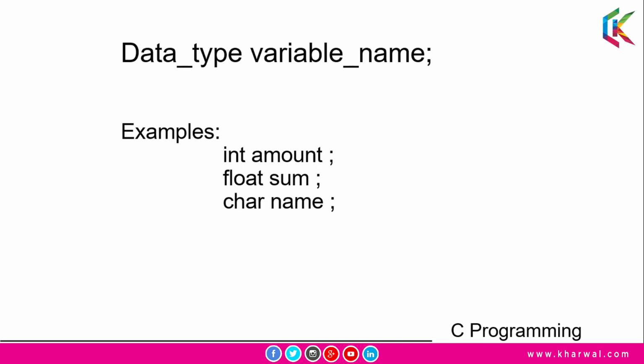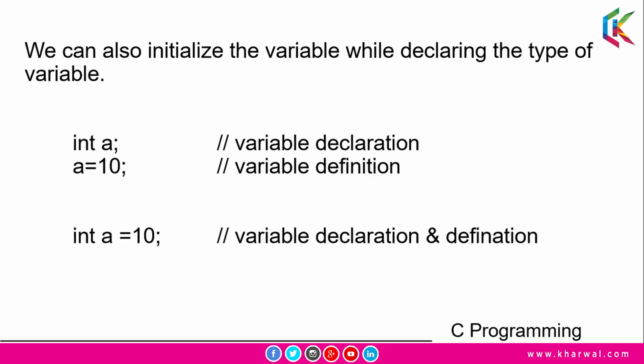Now moving forward guys, we can also initialize the variable while declaring the type of variables. Guys, we are using two statements here. The first one is variable declaration and the second one is variable definition, because we have assigned 10 to a, so the value of a will be 10. But we can use only one statement instead of these two statements by using a statement like this.